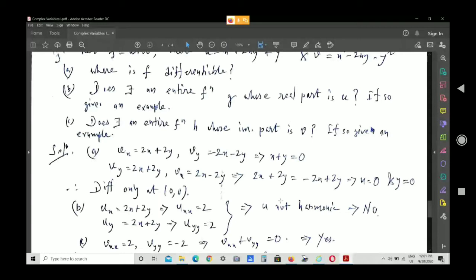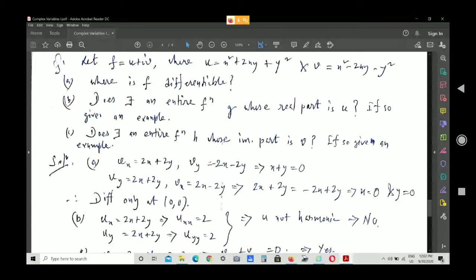Therefore, u is not harmonic. If u is not harmonic, it cannot be the real part of any analytic function. Entire function also means analytic function. It is differentiable everywhere. Okay, so u is not harmonic. You remember from the result we just discussed regarding harmonic functions that if a function is analytic, then its real part must be harmonic, and its imaginary part must be harmonic. Here we've seen that the real part is not harmonic, therefore it cannot be the real part of any analytic function.